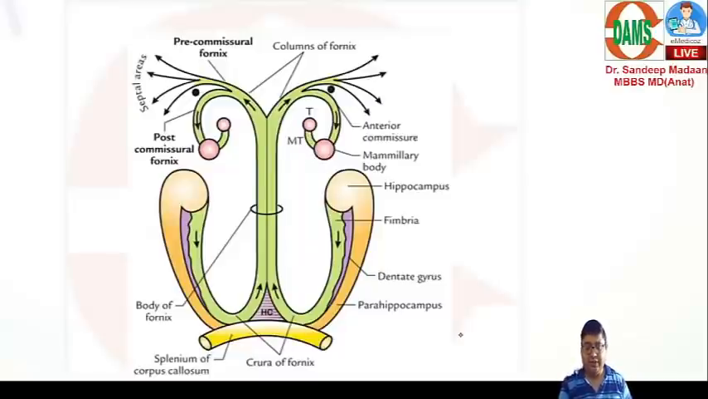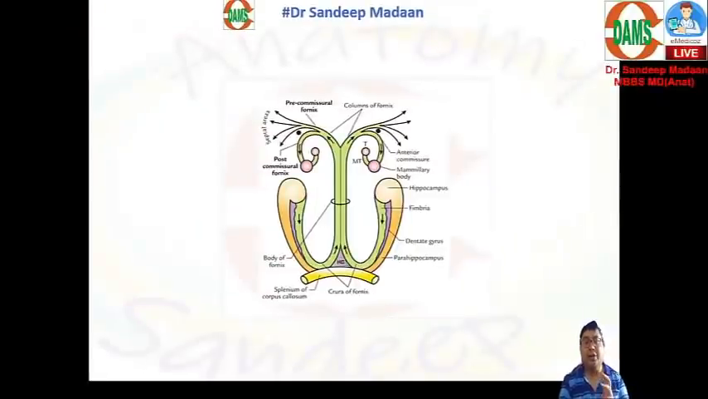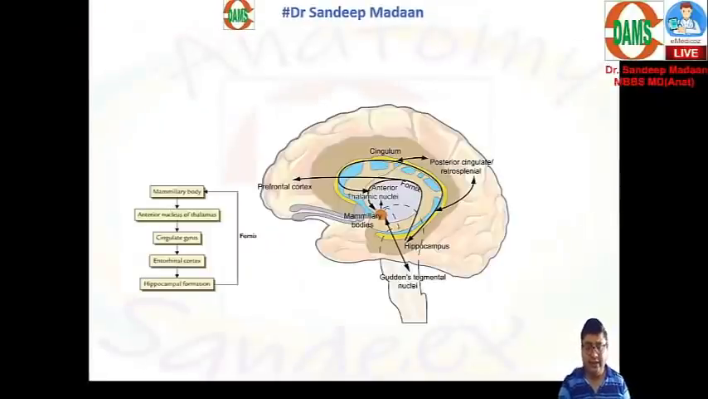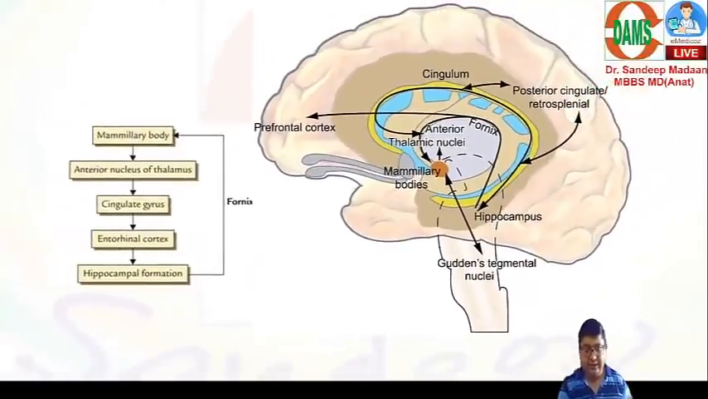Okay, so basically these connections are a part of a circuit. Which circuit? Let us look. They are part of the Papez circuit. Here you can see this is the hippocampal formation through which the efferent is going as the fornix reaching the mammillary body. From the mammillary body the tract is the mammillothalamic tract which will be reaching the anterior nucleus of the thalamus, then to the cingulate gyrus and then to the entorhinal cortex which will send to the hippocampal formation. This becomes a circuit, which is a part of the Papez circuit.